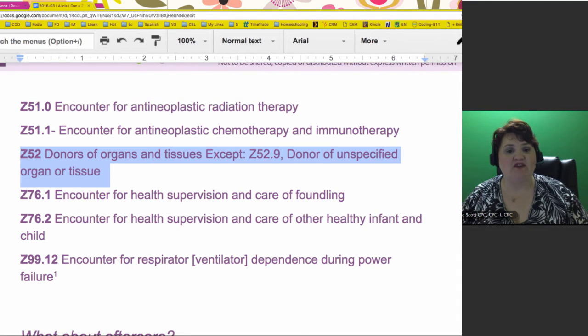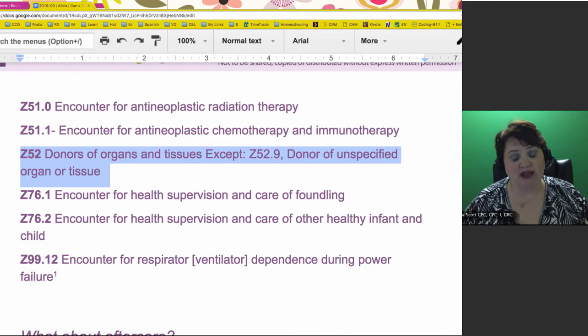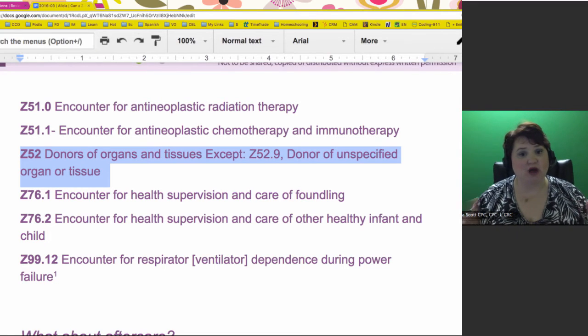And this always made me think of a friend of mine. Her brother has had multiple kidney transplants, and siblings were not always a good match. And now, as we've advanced with that, his sister is going to be a match, and so she's prepping to be a donor for him. And so ultimately, this Z52 code would fall into that.